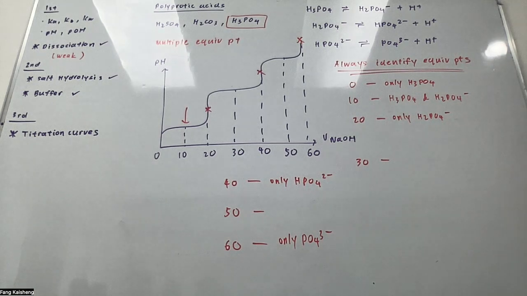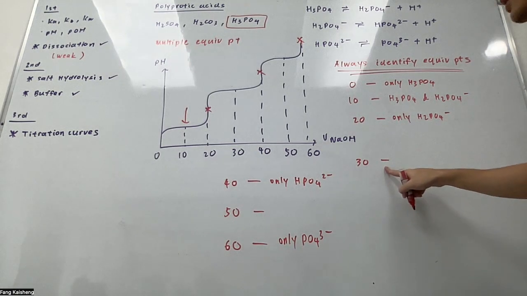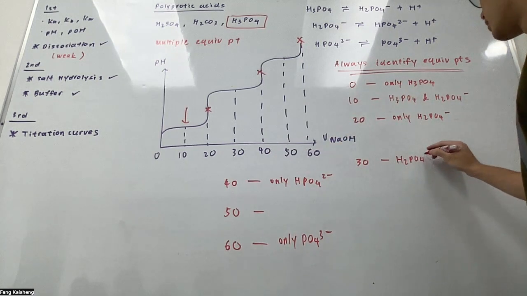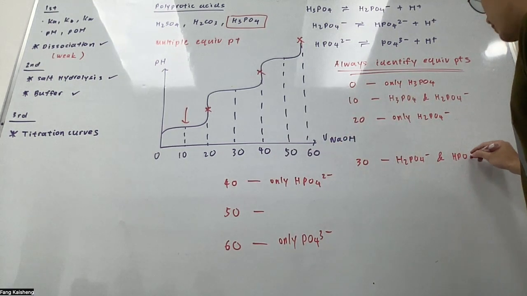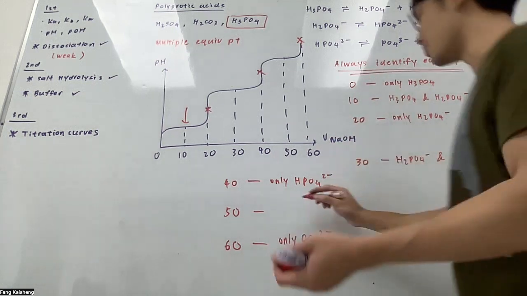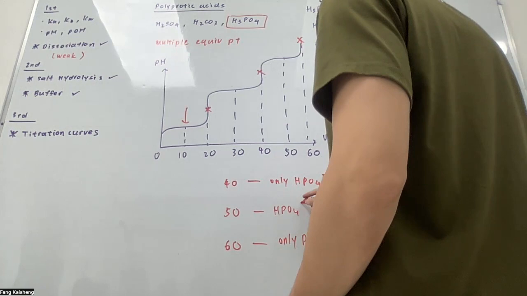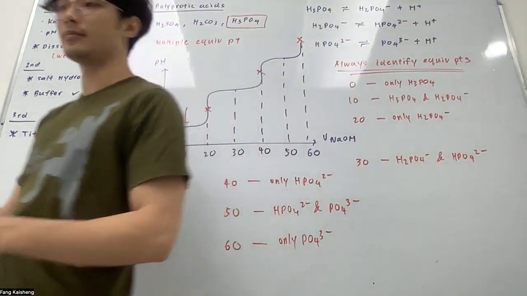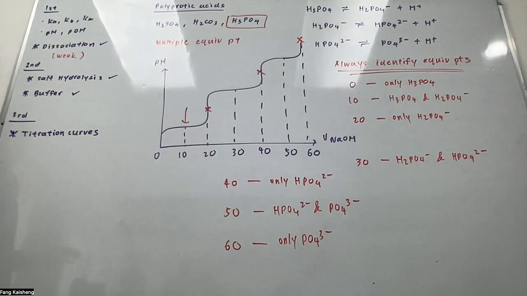Guys, this exercise is very important because in the exam, if you don't know what species you're dealing with, I can't help you. Again, 30 cm cube is in between 20 and 40. Sandwich them together. Last one, 50 cm cube is between 40 and 60. Any questions?